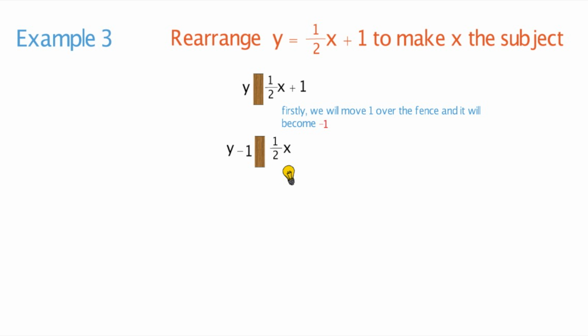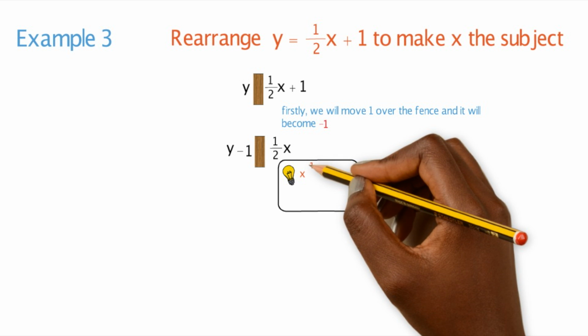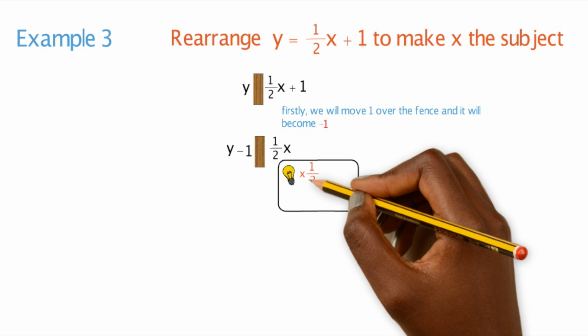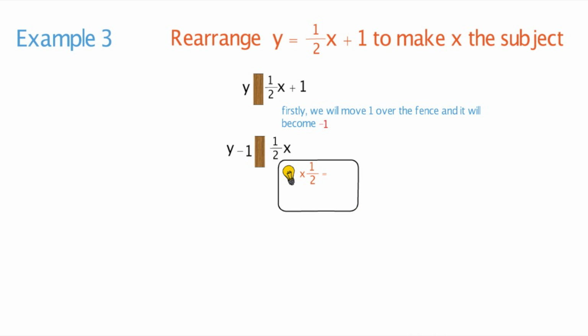Now, when you multiply by half, remember, if you're halving something, you're dividing it by 2. So remember, multiply by half is the same as divide by 2. And this also means that if you have times by 2, it's the same as dividing by a half. So they're opposites.